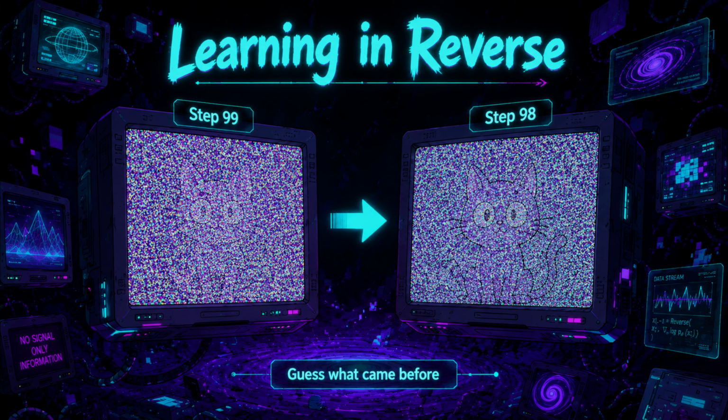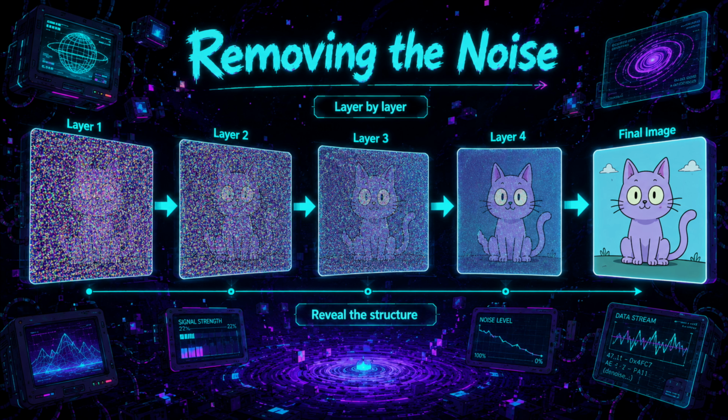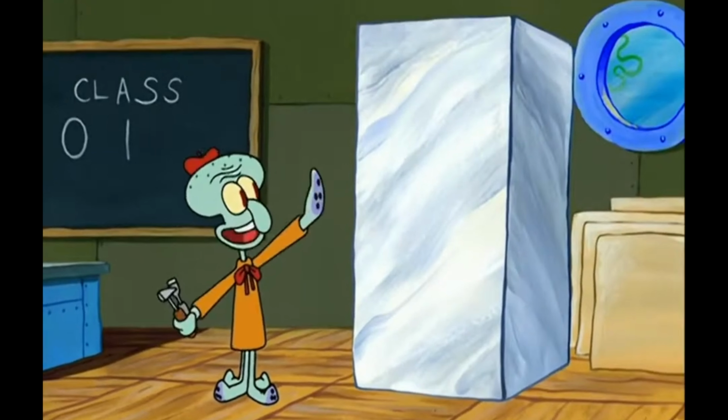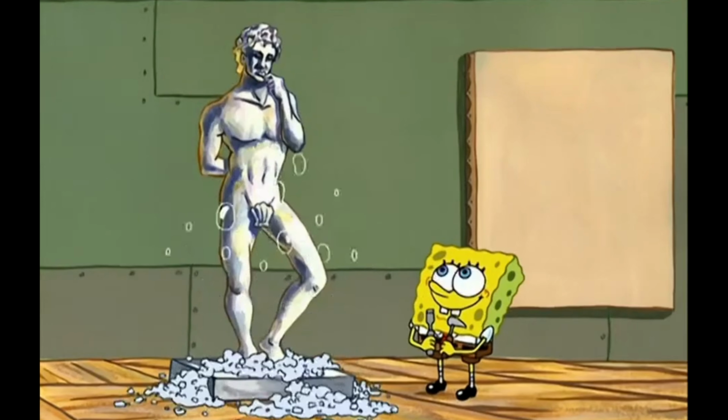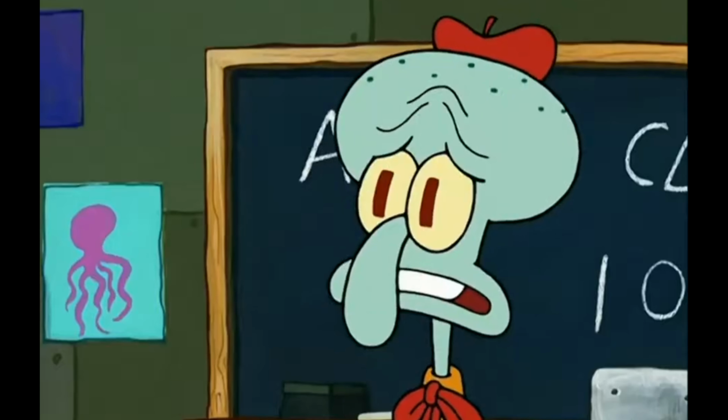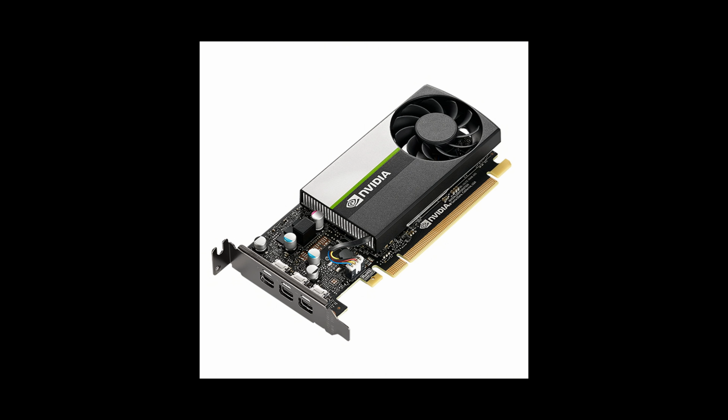It was forced to look at step 99 of the static and guess what step 98 would look like. It did this over and over, learning how to scrape away microscopic layers of noise to reveal the structure underneath. Think of it like a master sculptor looking at a block of marble. The sculptor doesn't see a rock, they see the statue hidden inside, and they just chip away the pieces that don't belong. Except in this case, the block of marble is a chaotic soup of random pixels, and the sculptor is a very high-powered graphics card.